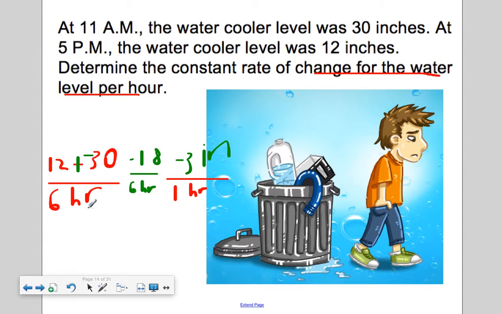So this is constant rate of change. Constant rate of change is the change of y to the change of x. It's the relationship of the different changes.